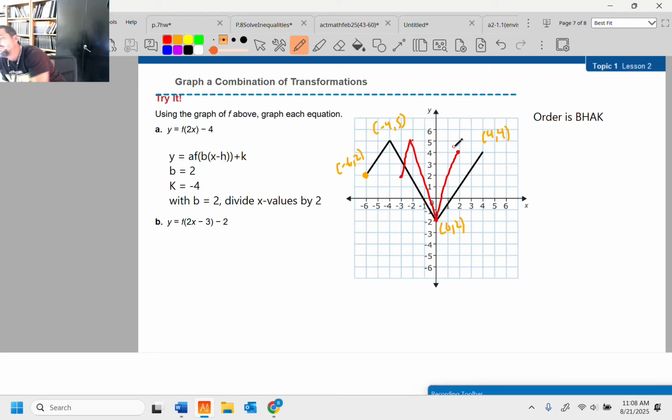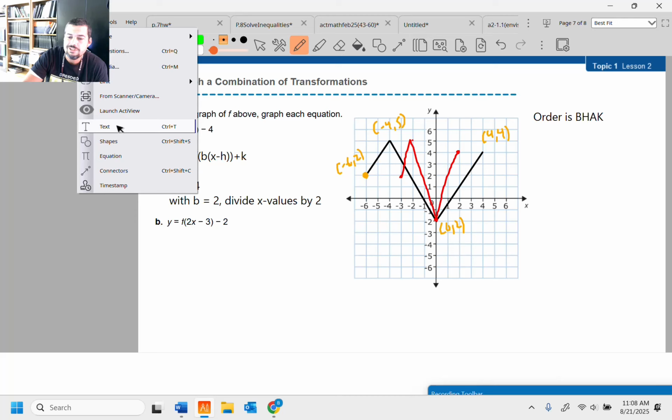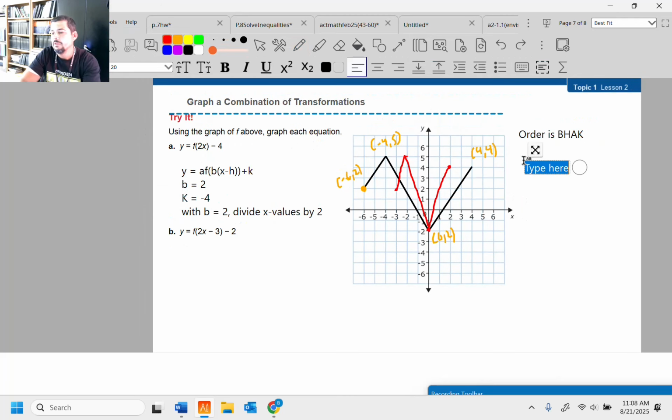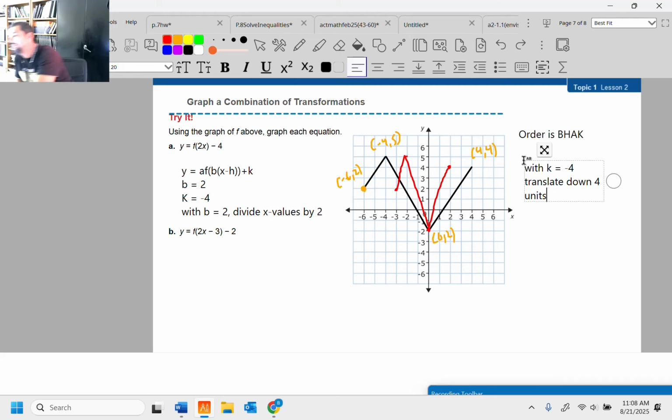A b value of 2 is a horizontal compression. It's not a horizontal stretch, it's a horizontal compression. If it's inside a set of parentheses, you're going to end up doing the opposite of whatever it says at some point. All right, so next up is k. k is negative 4. That means we do a vertical translation down 4. So with k equal to negative 4, we translate down 4 units. Not too bad, I don't think.